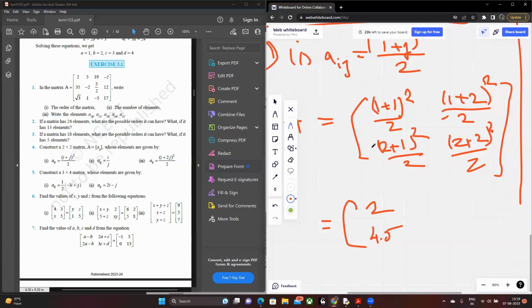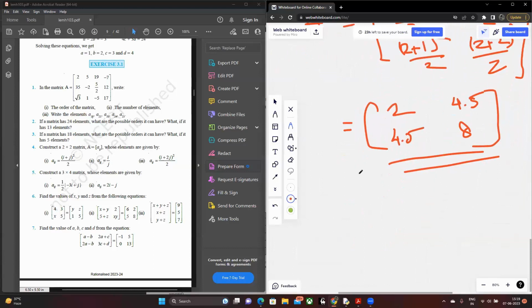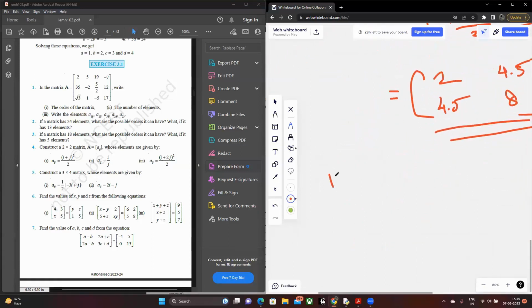The same over here because 2 plus 1 is 3. So you have this, again, this is going to be 4.5. And this is going to be 4 squared, 16 by 2, that is 8. Right? That is part 1.